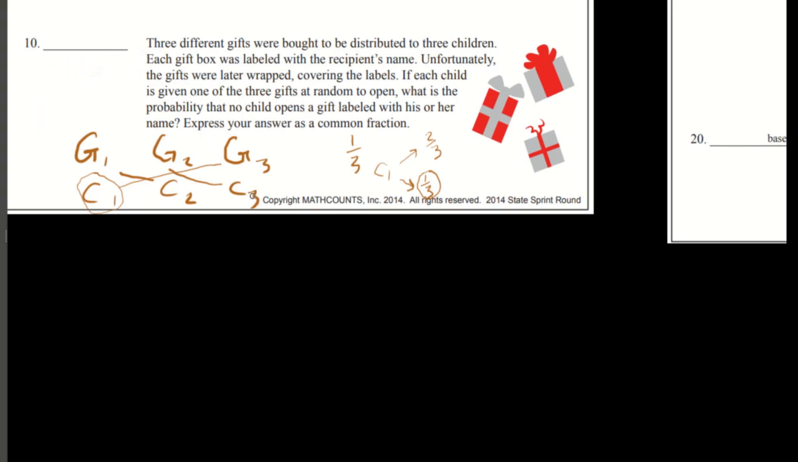Maybe what I should do is write the 3 possibilities. So there's 3 possibilities. Child 1 can either get gift 1, gift 2, or gift 3. If he gets gift 1, then we're done. If he gets gift 2, then child 2 will have a 100% chance of not getting his gift. And what about child 3?